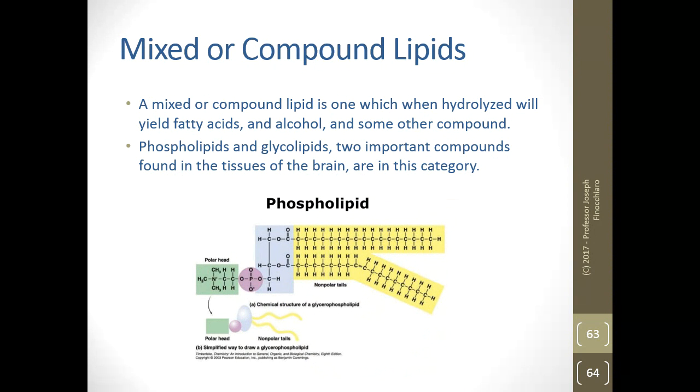A mixed or compound lipid is one which, when hydrolyzed, will yield fatty acids and alcohol and some other compound. Phospholipids and glycolipids, two important compounds found in the tissues of the brain, are in this category.